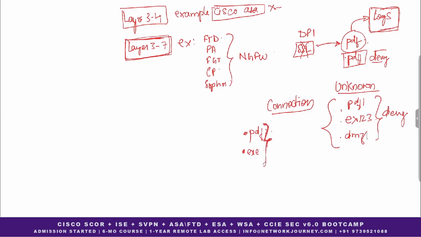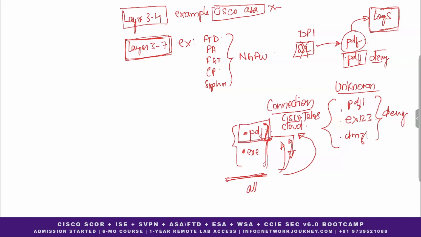Okay. And if there is any known format, PDF, exe, then basically this appliance will send that hash value to the cloud and then get the information whether this is a known file or it needs to be blocked. And depending upon the information, Cisco has something called Cisco Talos. So it will send the reply back that this is a known signature. You can allow the traffic.